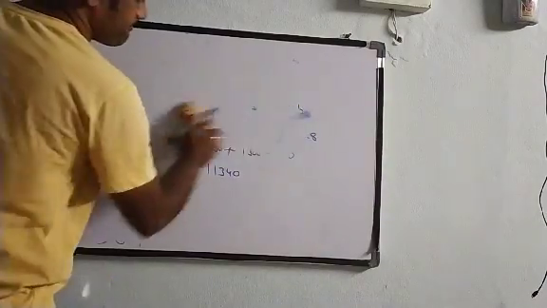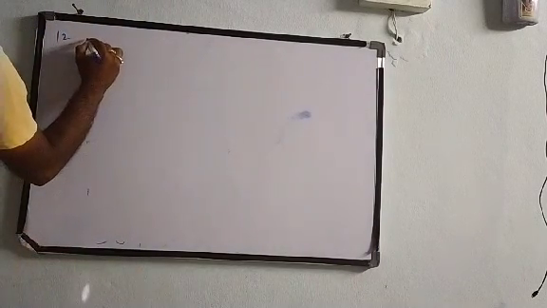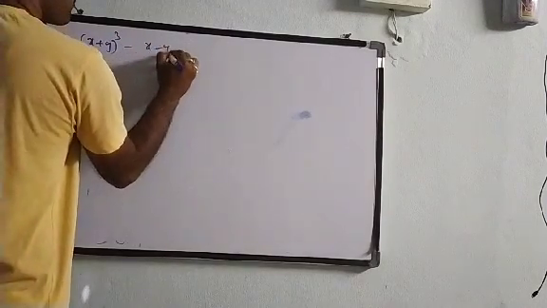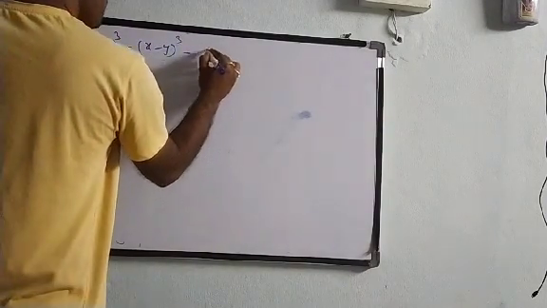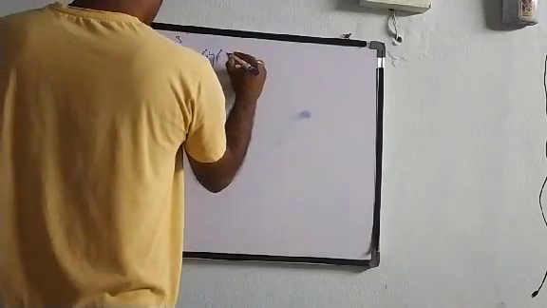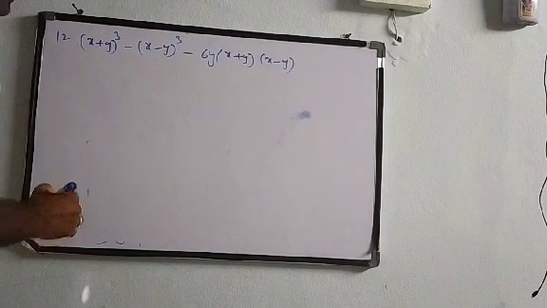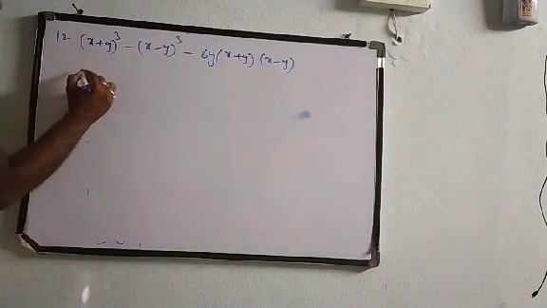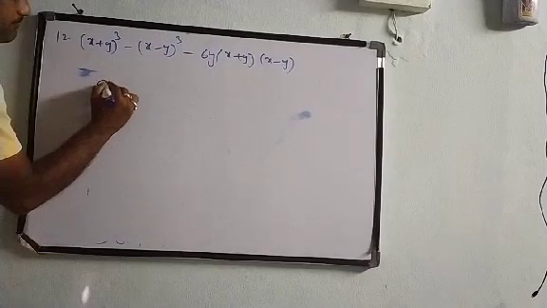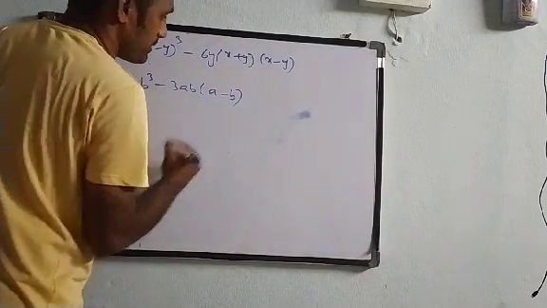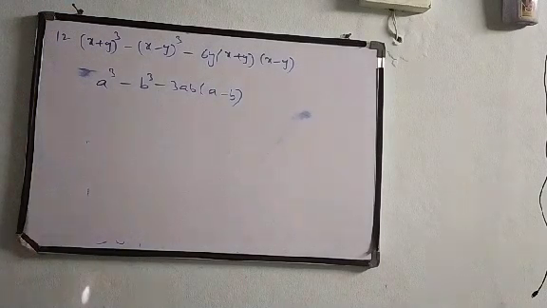Next, coming to 12th question. (x plus y) whole cube minus (x minus y) whole cube minus 6y into (x plus y) into (x minus y). So it is looking like a cube minus b cube minus 3ab into (a minus b).